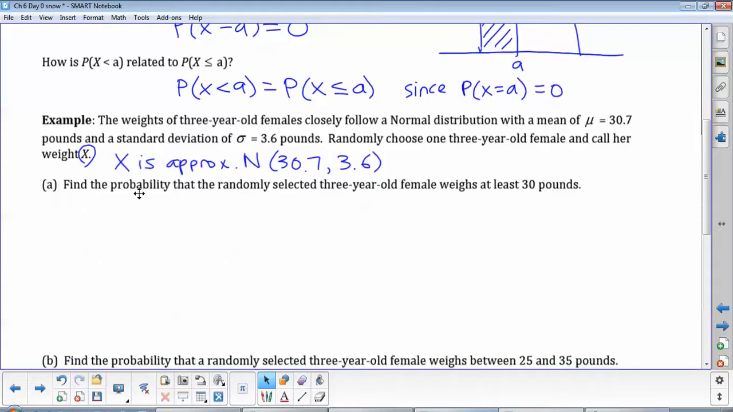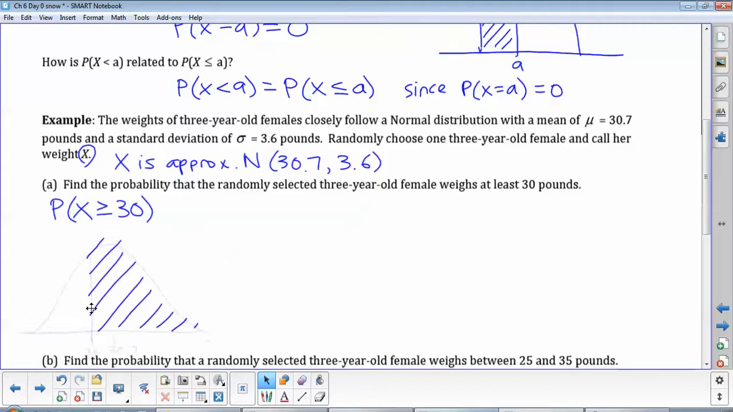So if this is a multiple choice question, I'm writing a probability statement, drawing a sketch, and doing it on my calculator. The probability statement is: the probability that x is greater than or equal to 30. That's at least 30. I'm going to draw a sketch. So I'm going to go ahead and draw a curve. Whoops, there we go. There's my curve, it's centered at 30.7, and I want to find the area greater than 30. And I'm going to do it on my calculator once I know that.